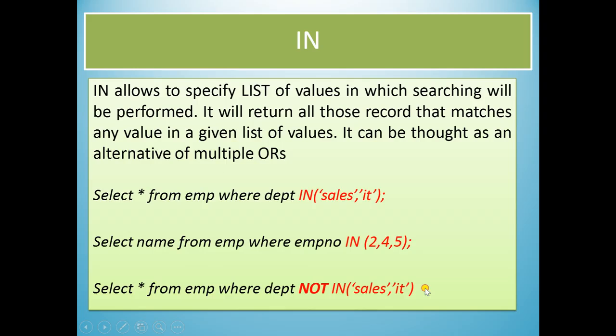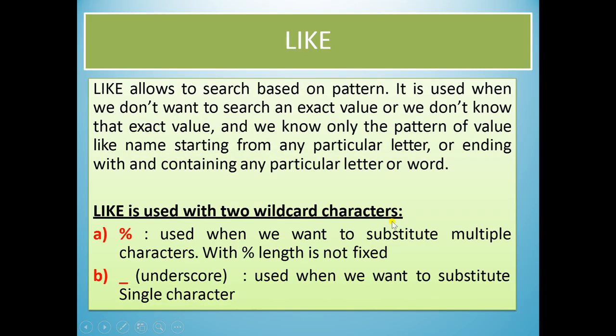LIKE. LIKE allows you to search based on a pattern. It is used when we don't want to search an exact value or we don't know the exact value. We know only some pattern of the value, like a name starting with any particular letter, or ending with or containing any particular letter or word. And how will you use it? By the percentage and the underscore symbols. Percentage is used when we want to substitute multiple characters, the length is not fixed. Underscore is used when we want to substitute a single character.